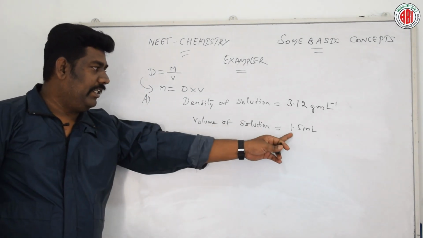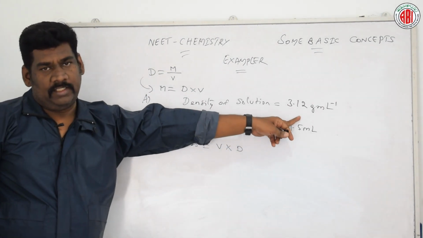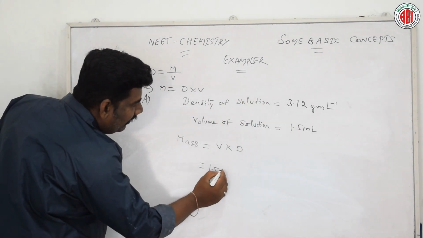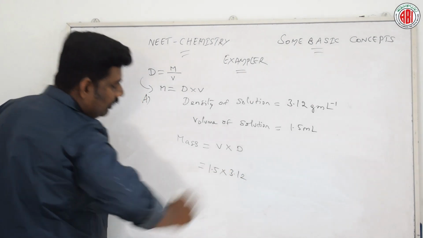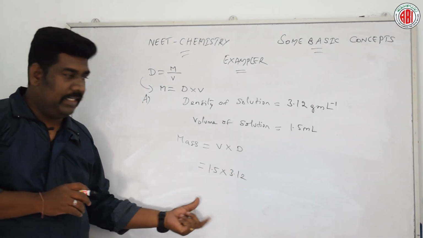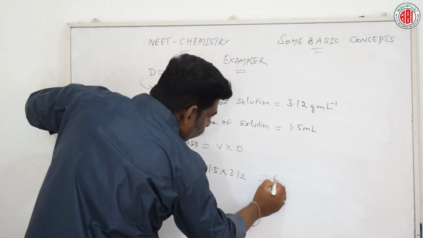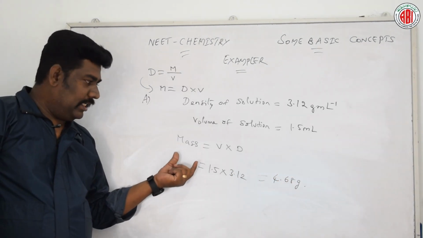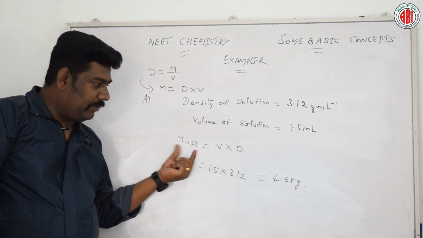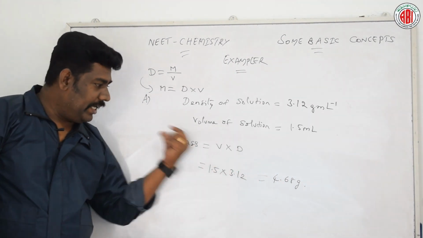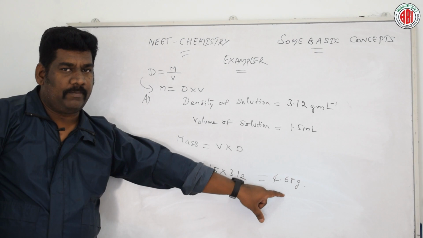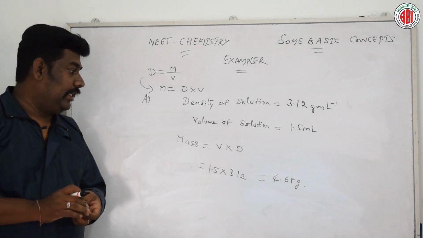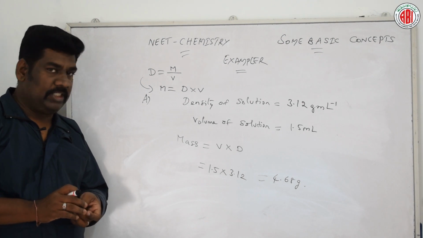So volume is given here, density is also given here. So both we are going to multiply. That means 1.5 into 3.12. So simplifying this, what will we get? We will get 4.68 gram. So we are going to find the mass. Mass we express in the form of gram or kg. Here in this case we are expressing it in the form of gram. That means 4.68 gram. Clear? So by this way we can solve this problem.